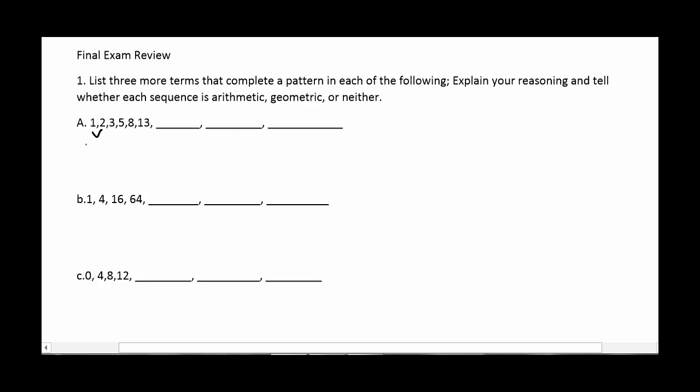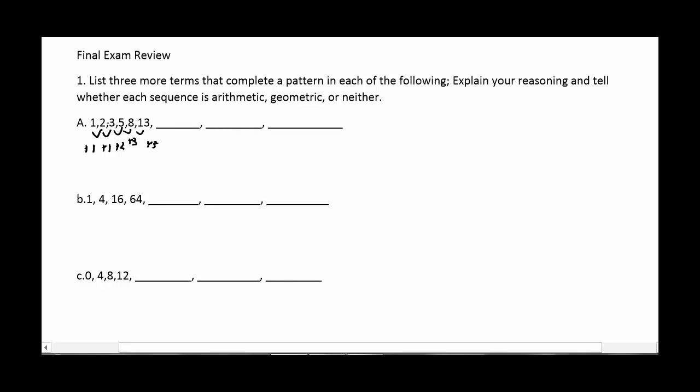So if I go from 1 to 2, I clearly added 1. If I go from 2 to 3, I added 1. 3 to 5, I'm adding 2. Oh, wait a second. 3 to 5, I'm adding 3. 8 to 13, I added 5. So I'm not adding a constant amount each time. I'm adding a changing amount, but do you notice the 1, 1, 2, 3, 5? That's actually the previous numbers. Okay, so it looks like what I'm doing is I'm adding the previous number to get to the next number.